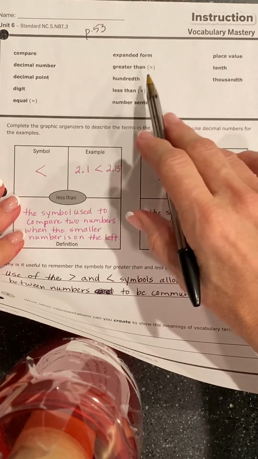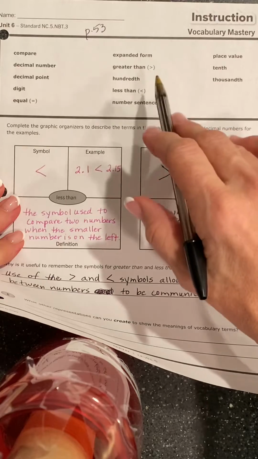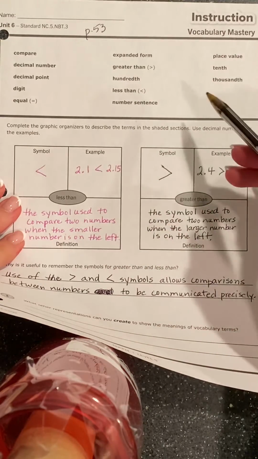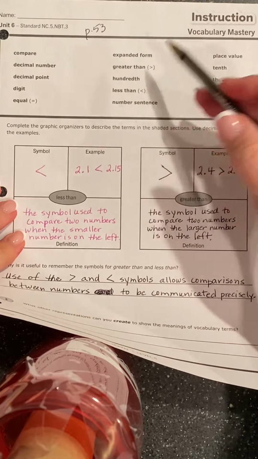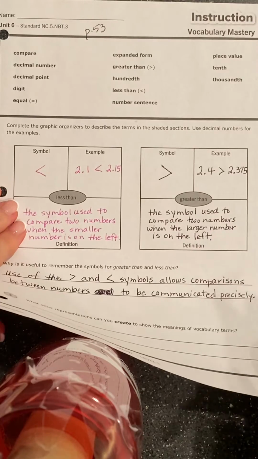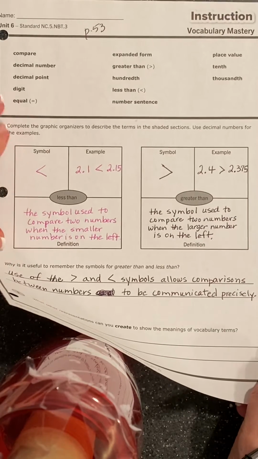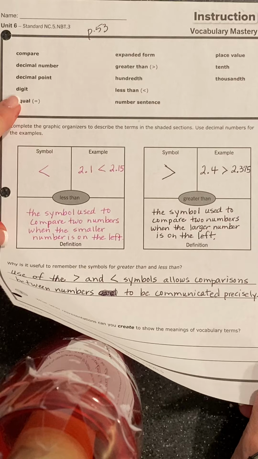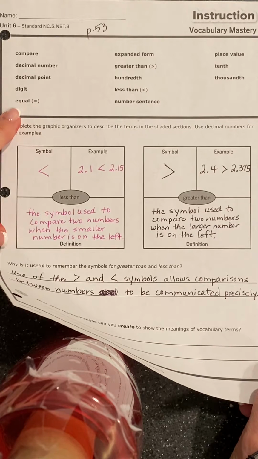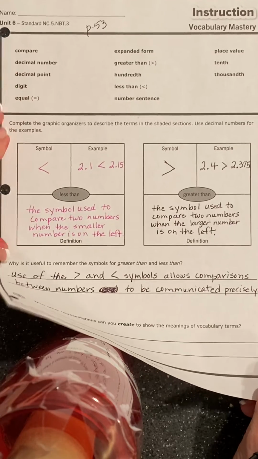We have tenths, hundredths, and thousandths. And we have expanded form, which we've discussed. We'll get into that a little bit more as we go on in this unit. Digit, equal, you know what a decimal point is, decimal number, comparing.